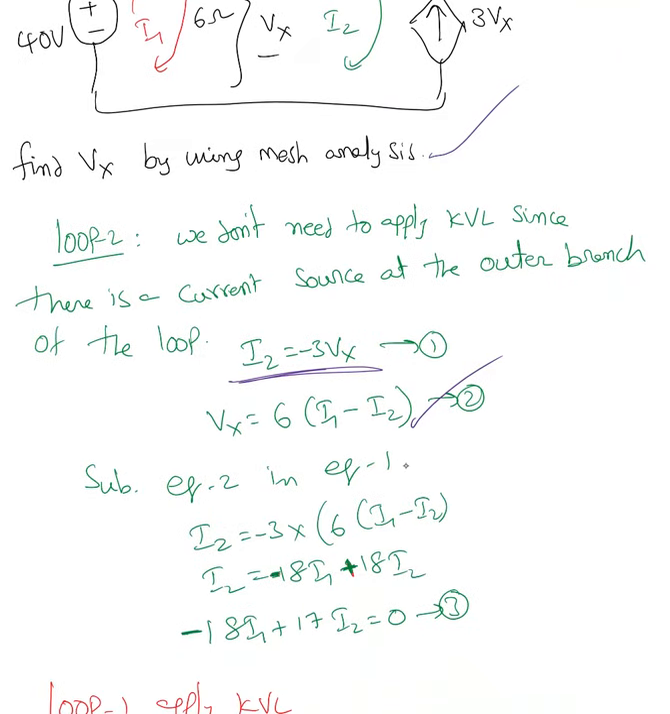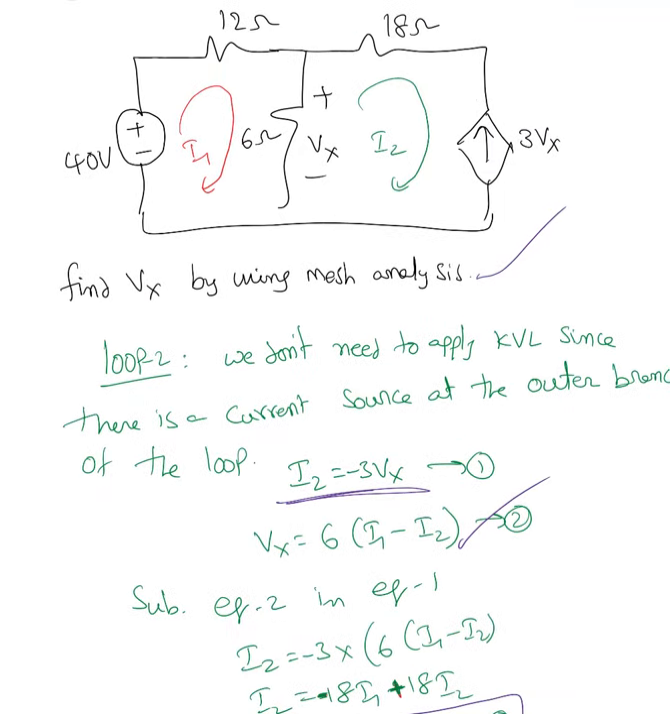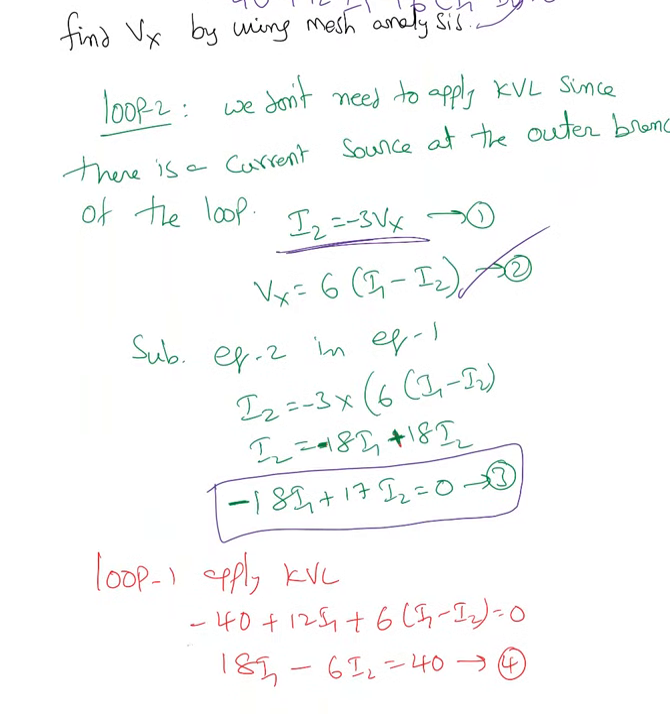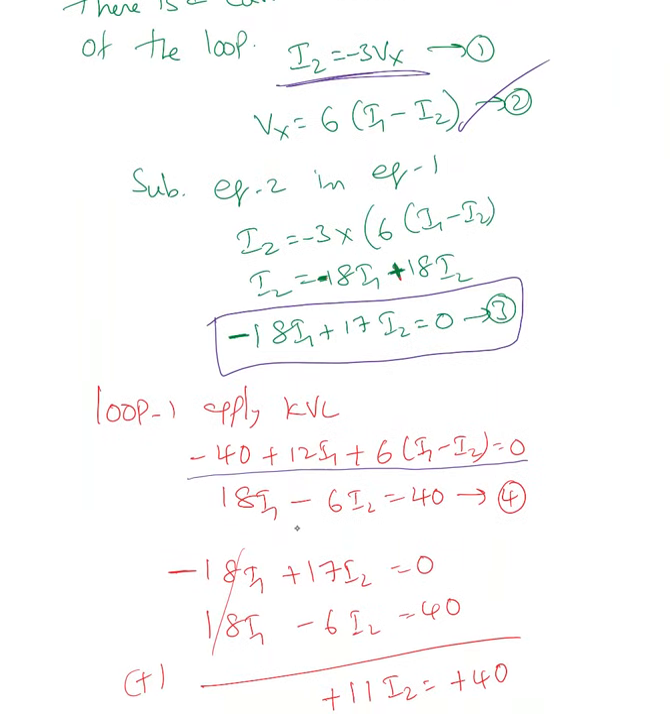Substitute equation 2 in equation 1. I end up with minus 18I1 plus 17I2 equal to 0. Now loop 1, apply KVL. So if I apply KVL for loop 1, minus 40 plus 12I1 plus 6(I1 minus I2) equal to 0. Okay, so I have the same equation here. When I simplify it, 18I1 minus 6I2 equal to 40.